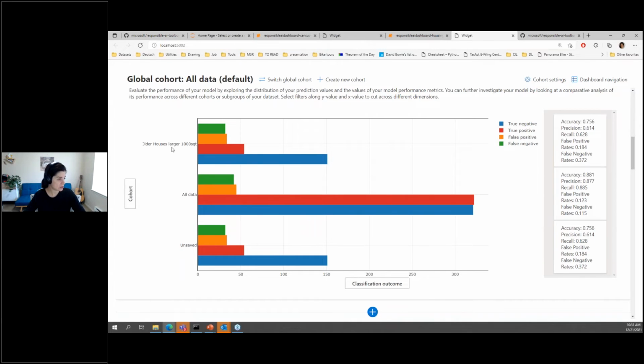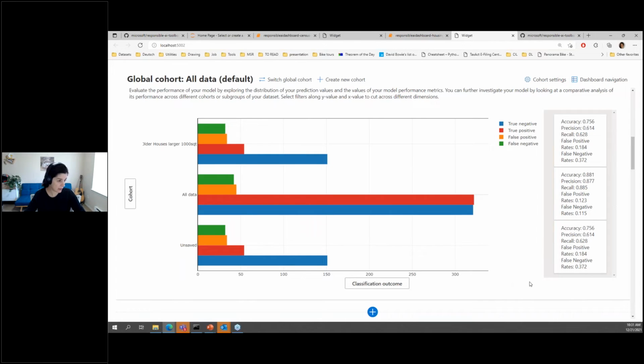And we can see that this is the cohort that we created earlier that was problematic. When it comes to the false negative rates, this cohort's are a lot higher, so 0.37 rather than 0.11, which is the false negative rate for the whole data. This means that perhaps for these older houses, our model is underestimating the price of many of them, which then causes the high false negative rates.